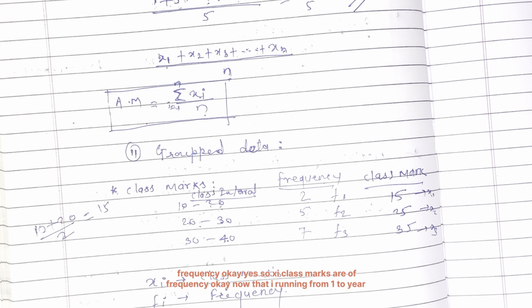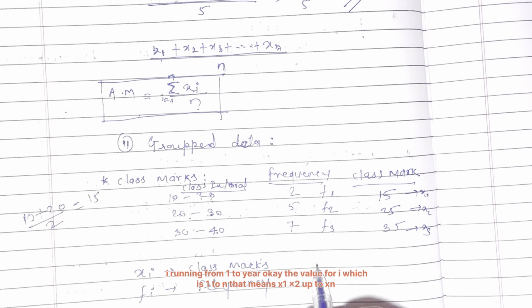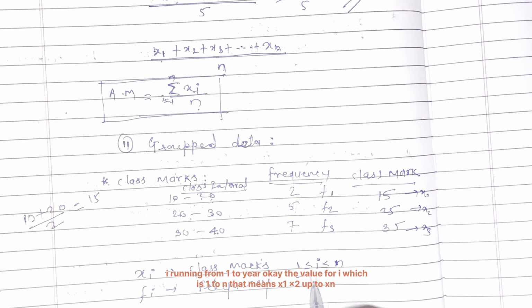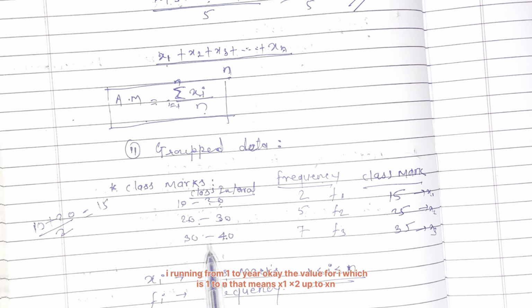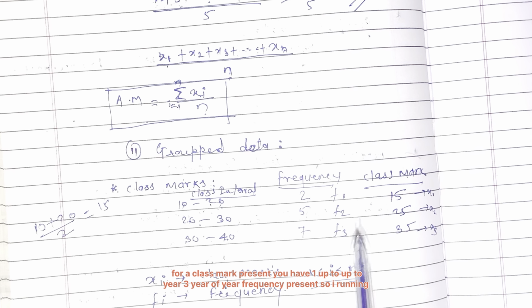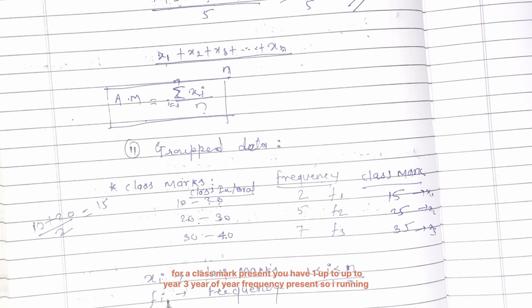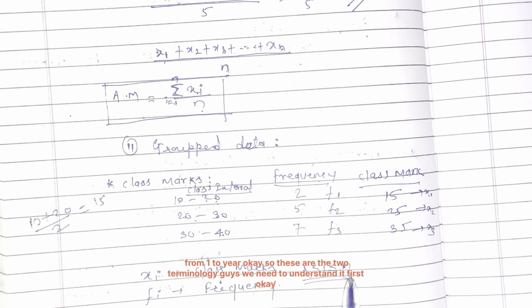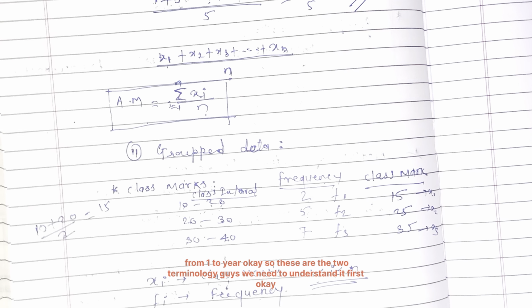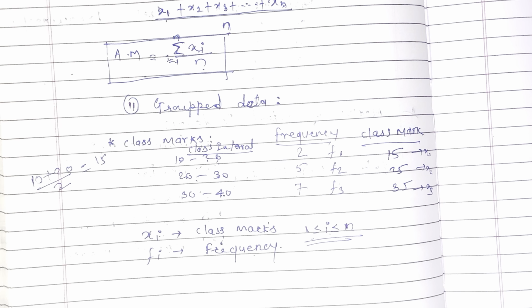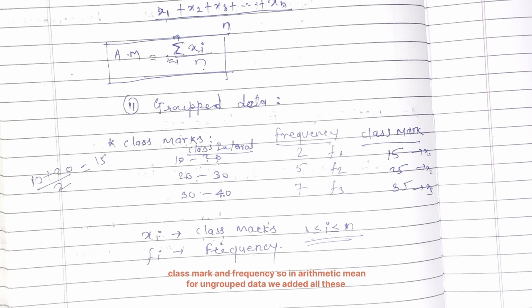Now i is running from 1 to n. The value for i is 1 to n, that means x1, x2 up to xn are class marks present, and f1, f2 up to fn are frequencies present. So these are the two terminologies, guys, we need to understand first: class mark and frequency.